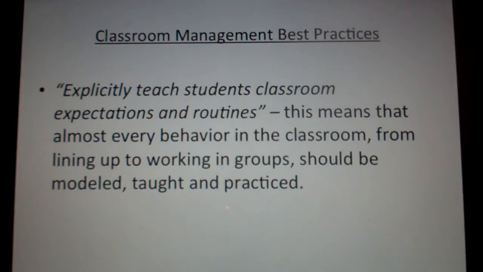Next, explicitly teach students classroom expectations and routines. This is maybe self-explanatory, but we assume that students should know how to line up, right? We should assume that they should know what it means to talk to their partner and work in a group, but they don't necessarily know that, especially elementary school students. So we want to really explicitly model, teach, practice these behaviors over and over again so that the expectations, the routines are set, so that the classroom really runs just like clockwork.